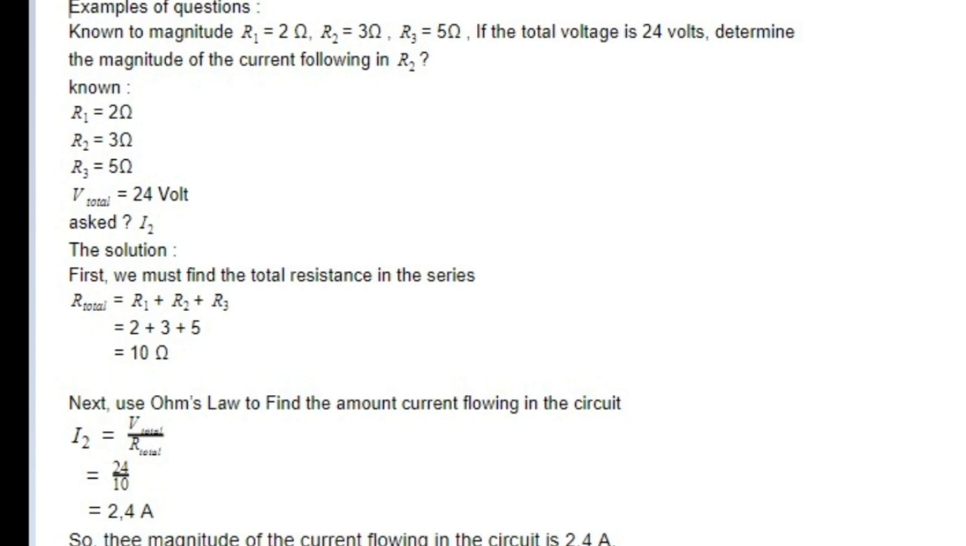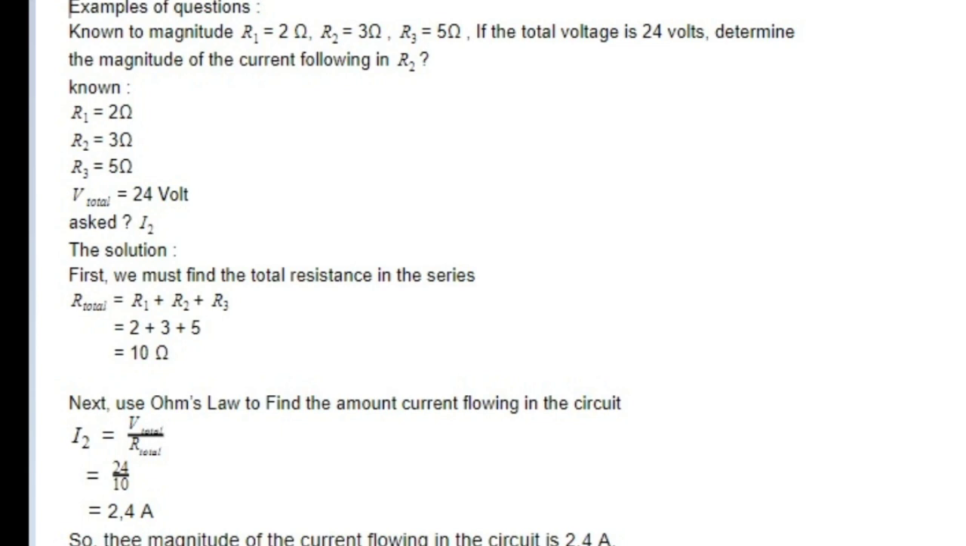Example of question. Note the magnitudes: R1 equals 2 ohm, R2 equals 3 ohm, R3 equals 5 ohm. If the total voltage is 24 volts, determine the magnitude of the current flowing in R2. Note R1 equals 2 ohm, R2 equals 3 ohm, R3 equals 5 ohm, V total equals 24 volts. Answer: the solution.